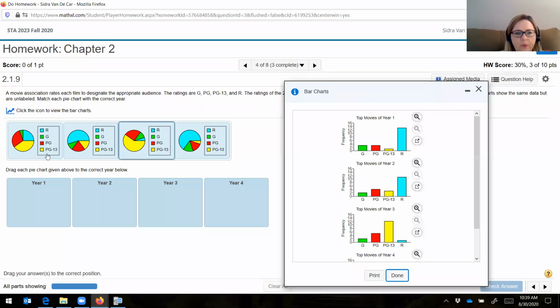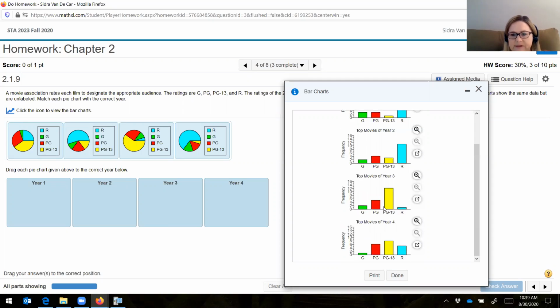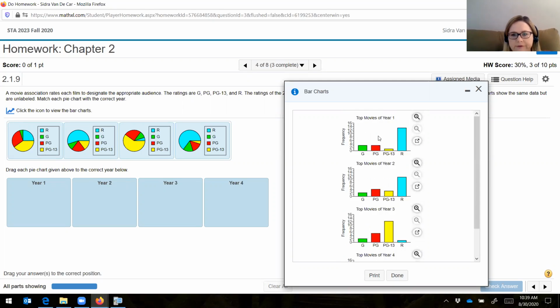There we go. Okay, so now notice that in year 1 and year 2, the blue is the biggest piece, but it's not in year 3 or 4. So year 1 and year 2 have got to be either this one or this one, because those are the 2 years that have the biggest piece. Now, how else are we going to determine? Well, notice that in year 1, green and red are about equal, but in year 2, the red's a little bit bigger. So green and red being equal would be here. So that looks like year 1.